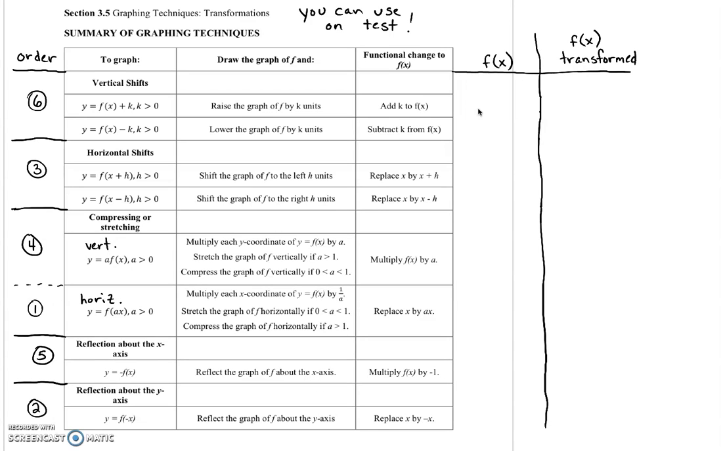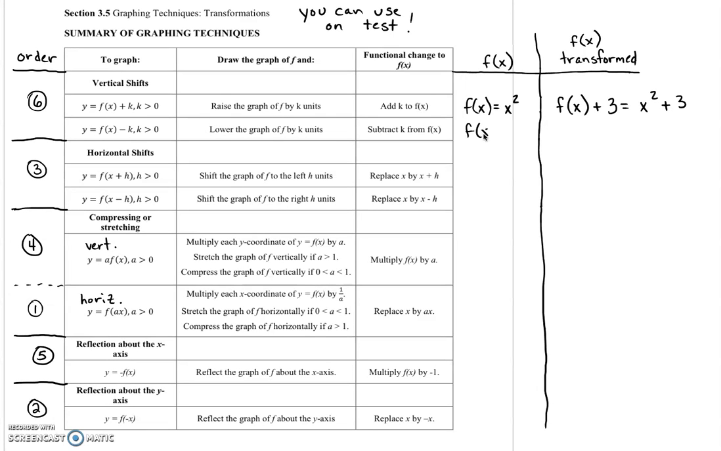So let's see how this works. Let's say for the vertical shift, I'm just going to give you an example. If our parent function is x squared, then the transformation would be f of x plus, say 3, which means we would really have x squared plus 3.